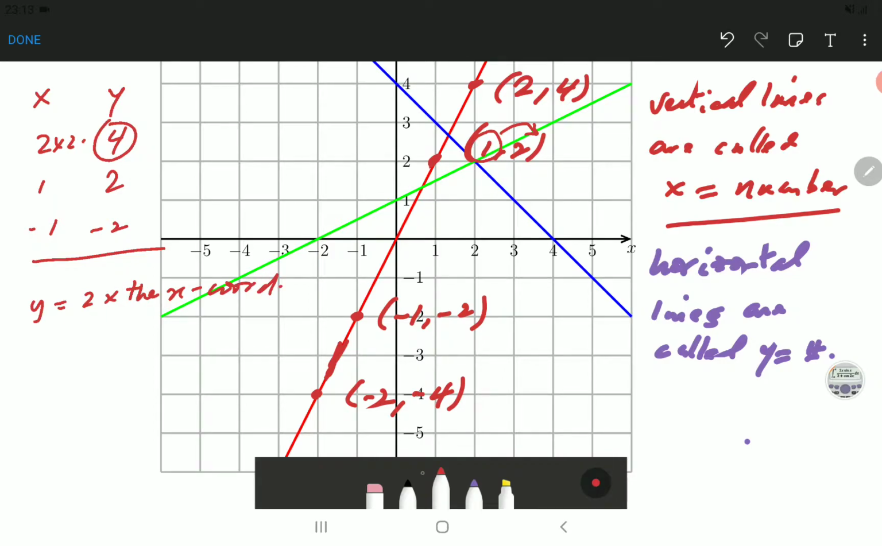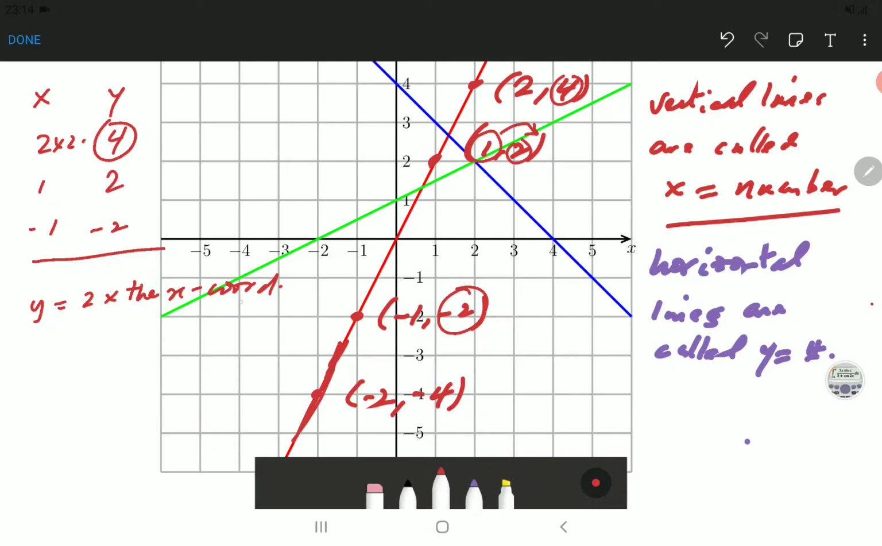So along this line here, y is always twice the value of x. So here y is 2, x is 1. Here y is 4, x is 2. Here y is negative 2, x is negative 1.